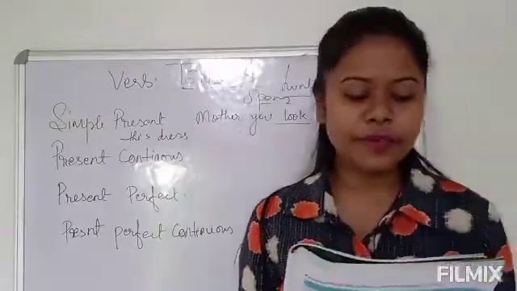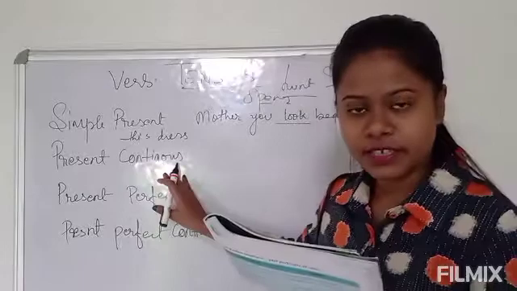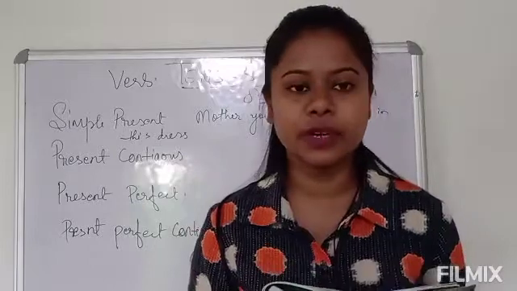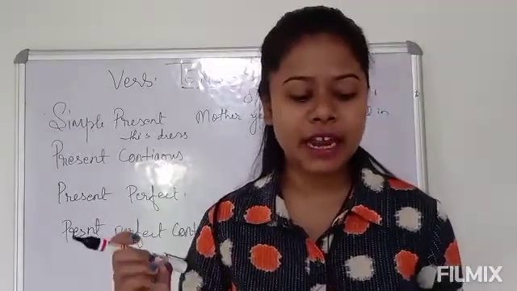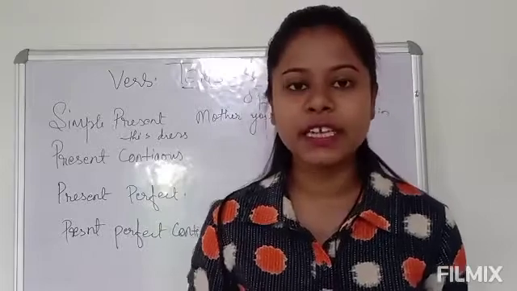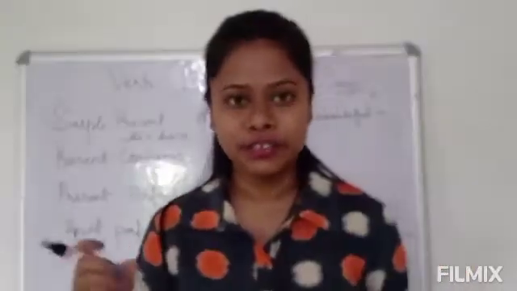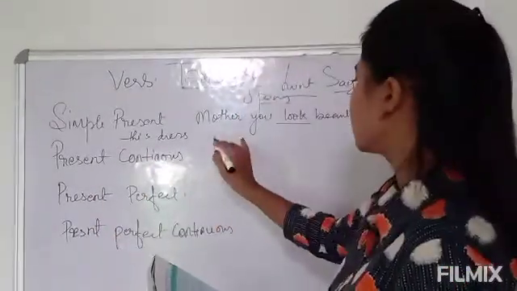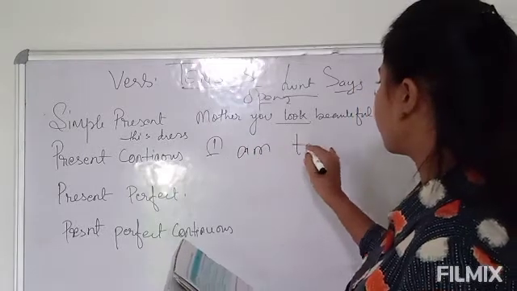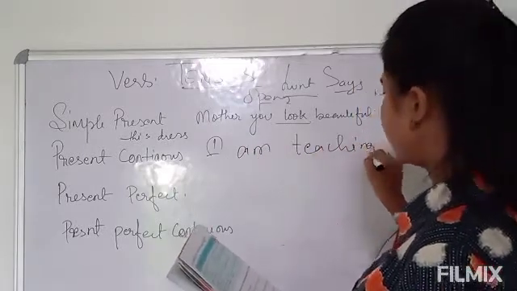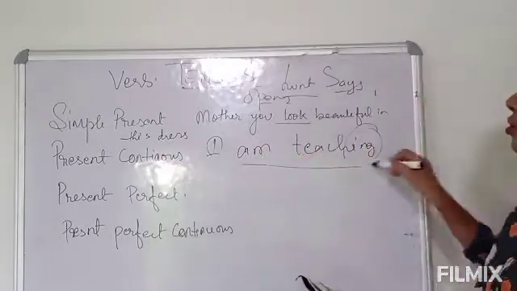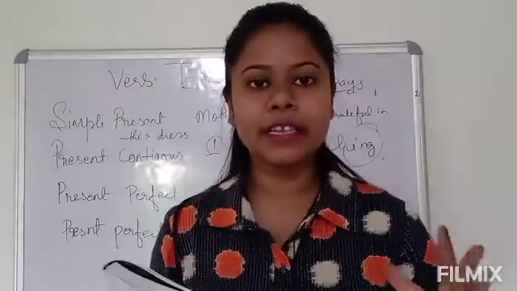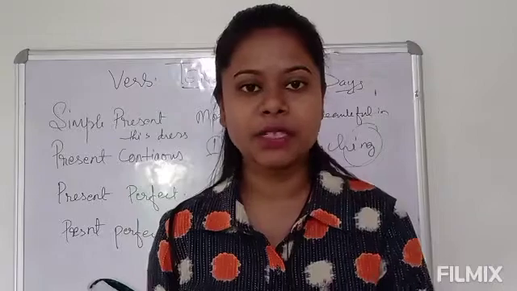Okay. Next we will come to present continuous tense. Okay, so in a present continuous tense, what is it actually? It is used to express something happening at the time of speaking. Like if I say I am teaching English, I am teaching. Okay, so you can see the ing form is used. Yes, ing form is always used in a present continuous form. Okay, so something happening at the time of speaking, like I am speaking, in this way.